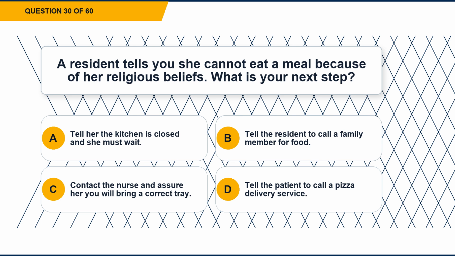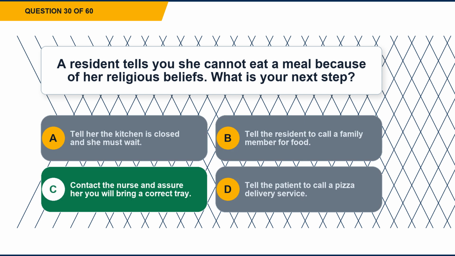What is your next step? Option A, tell her the kitchen is closed and she must wait. Option B, tell the resident to call a family member for food. Option C, contact the nurse and assure her you will bring a correct tray. Option D, tell the patient to call a pizza delivery service. The correct answer is option C, contact the nurse and assure her you will bring a correct tray.